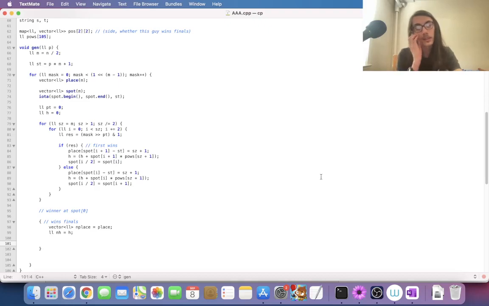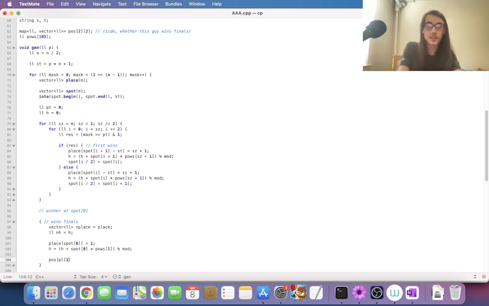So what I'm going to do now is say place spot 0 is equal to 1, and then h is equal to h plus spot 0 times pals 1. Mod. This should all be mod. There are no negatives here, so this should be fine. Then this is the position for side P, that is this, and whether this guy wins finals, in this case it is 1.